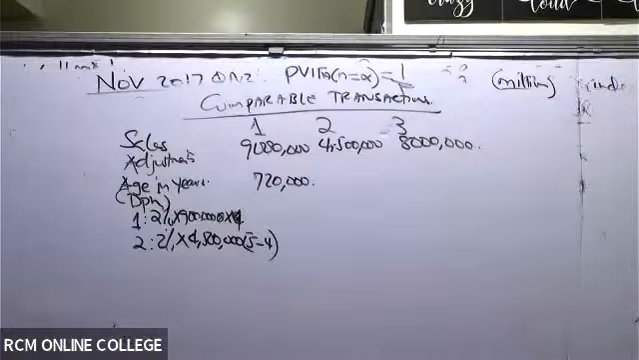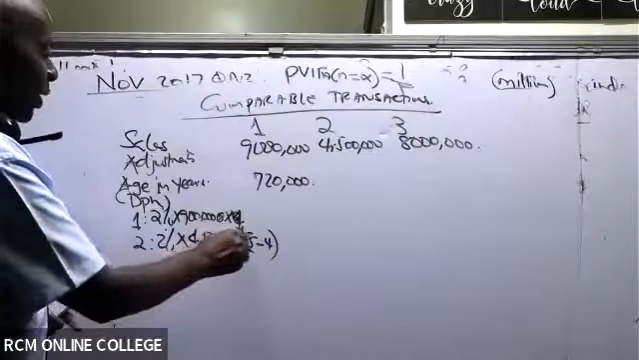So you say 0.02 times 4.5 times 1. We would have written here times 1, the age differential.